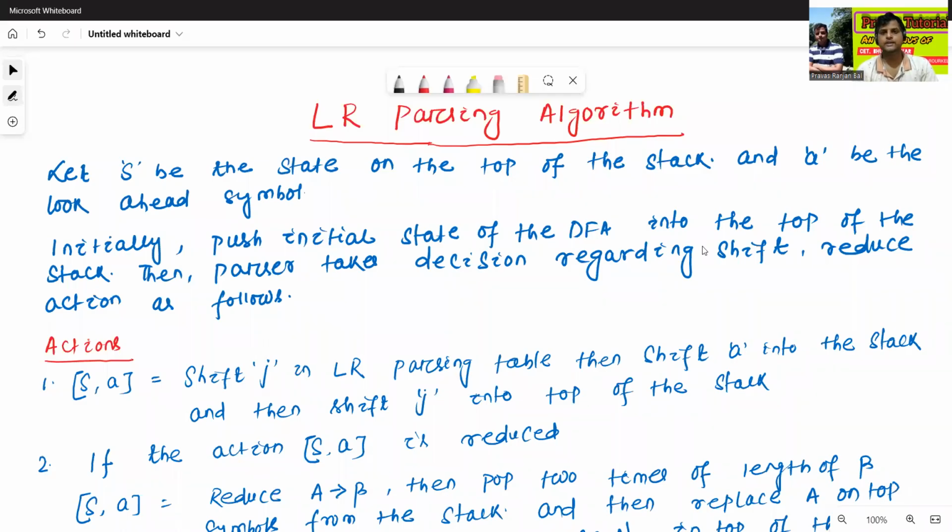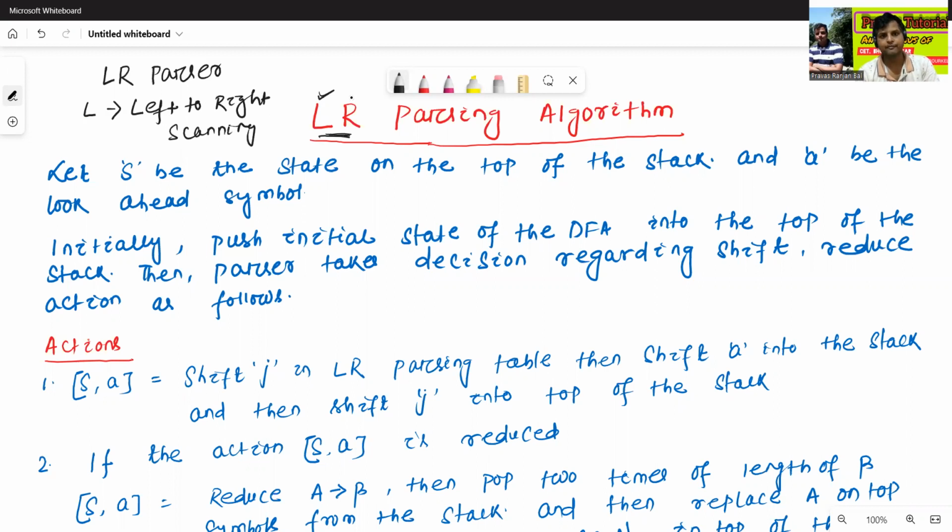Pravas. In today's class, we will discuss the LR parsing table, the LR parsing algorithm, or we can say the LR parser. So, what is the meaning of LR parser? What is the meaning of LR? Here, the L means left to right scanning.